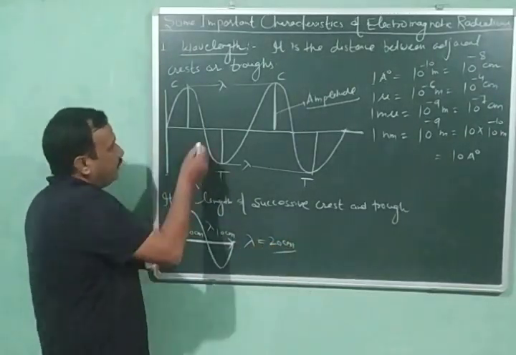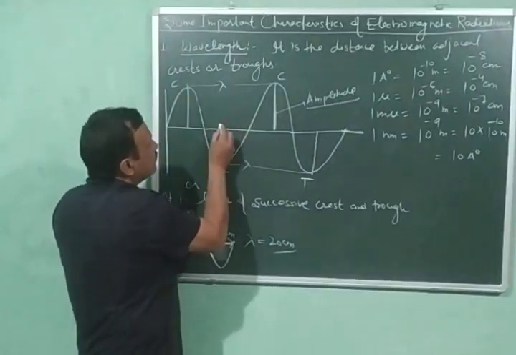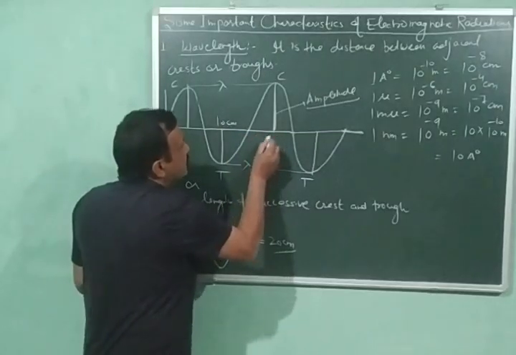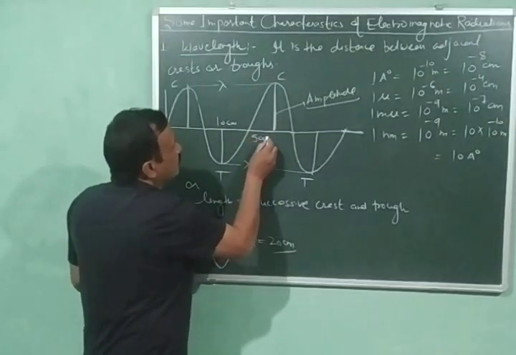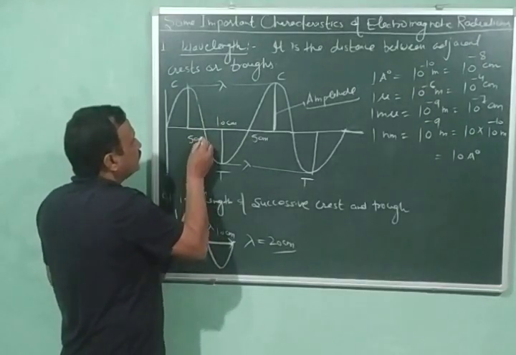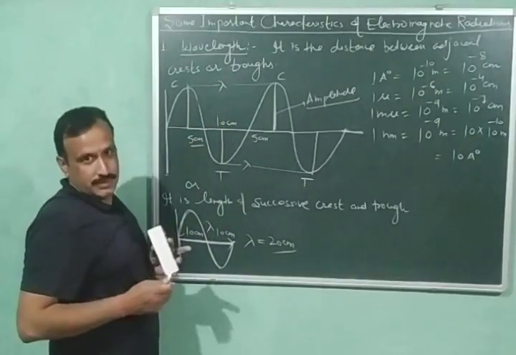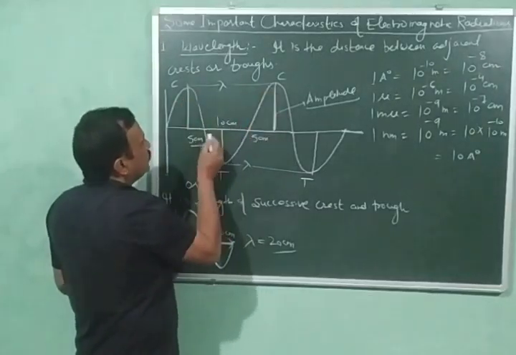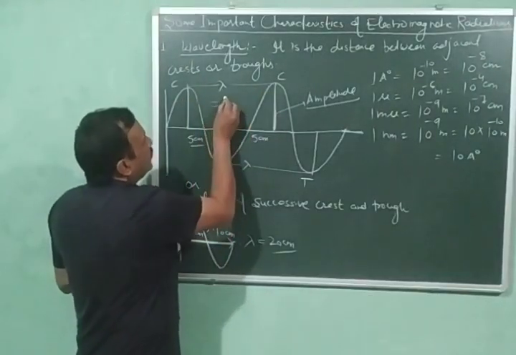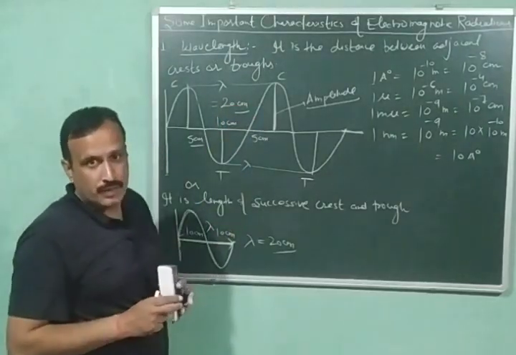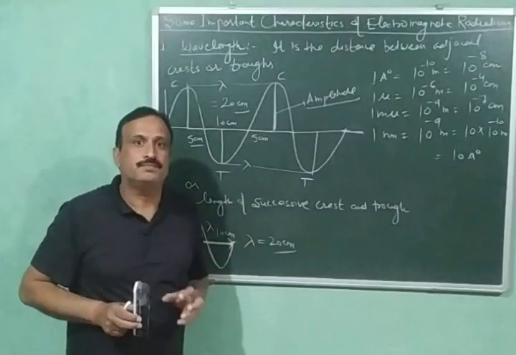Understood? And here also this distance will be equal to 10 centimeter, then this distance will be equal to 5 centimeter on this side and 5 centimeter on this side. So here also the total distance, that is the wavelength, is equal to 10 plus 5 plus 5, and it is equal to 20 centimeter. Understood? So both these definitions are the same.